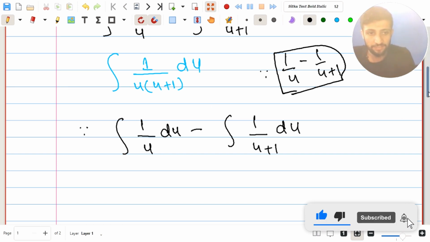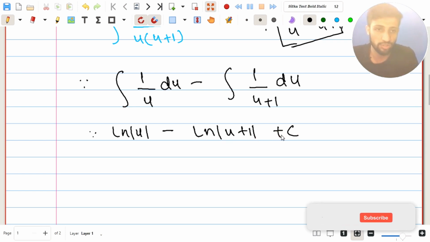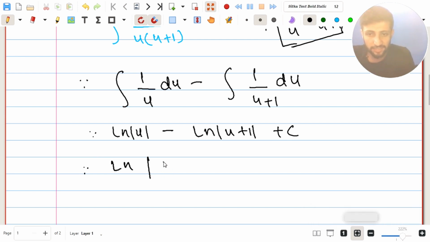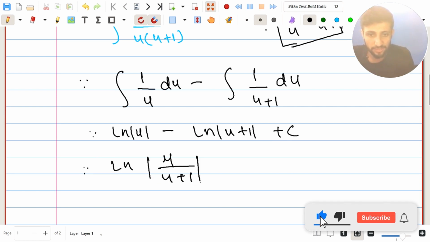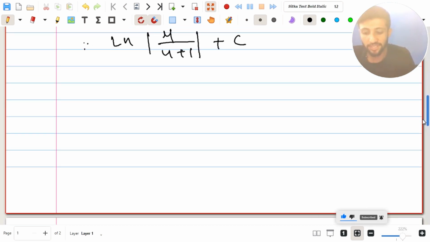If I take the integral of 1 over u, I get the natural log ln of u. Minus, if I take the integral of 1 over (u plus 1), as the derivative of u plus 1 is simply 1 in the numerator, this is also the natural log, that is ln of (u plus 1), plus c, the constant that we always add when we have an indefinite integral. So by the laws of logarithm, I can write this as ln of u divided by (u plus 1) plus c. So this is your answer.